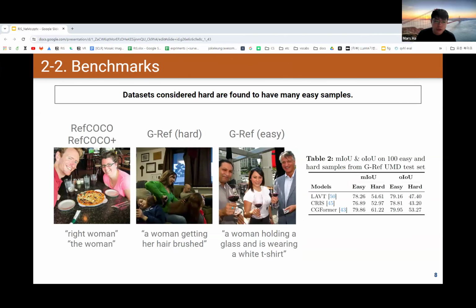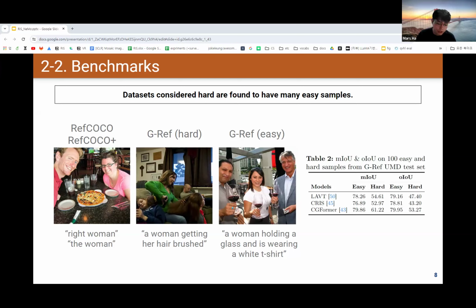Although more advanced benchmarks like PhraseCut have been introduced recently, many RIS papers have used RefCOCO, RefCOCO+, and gRefCOCO for training and evaluating the models. RefCOCO and RefCOCO+ are known to be easier datasets, as in the left figure, with just 3 to 4 words given in a query. The difference between them is RefCOCO+ prohibits the positional cues, as in the woman compared to the right woman.